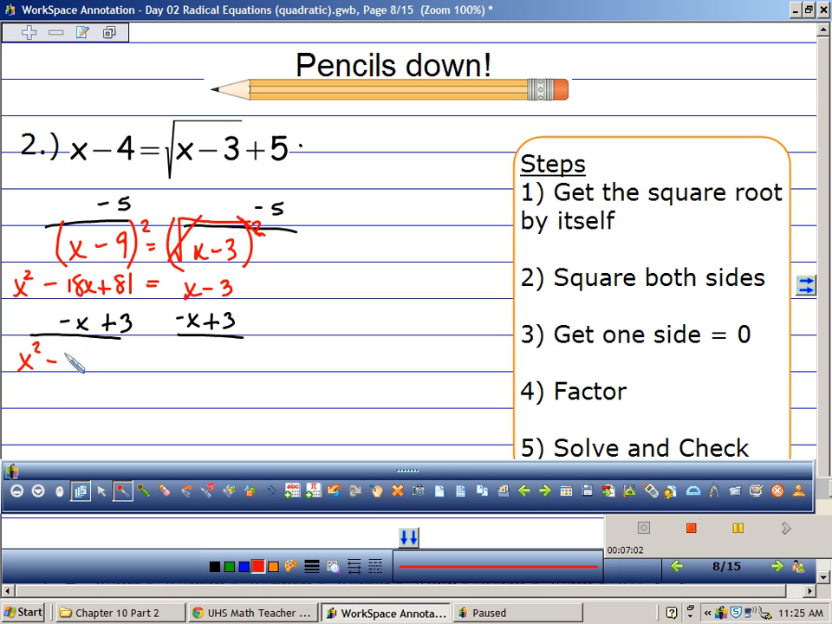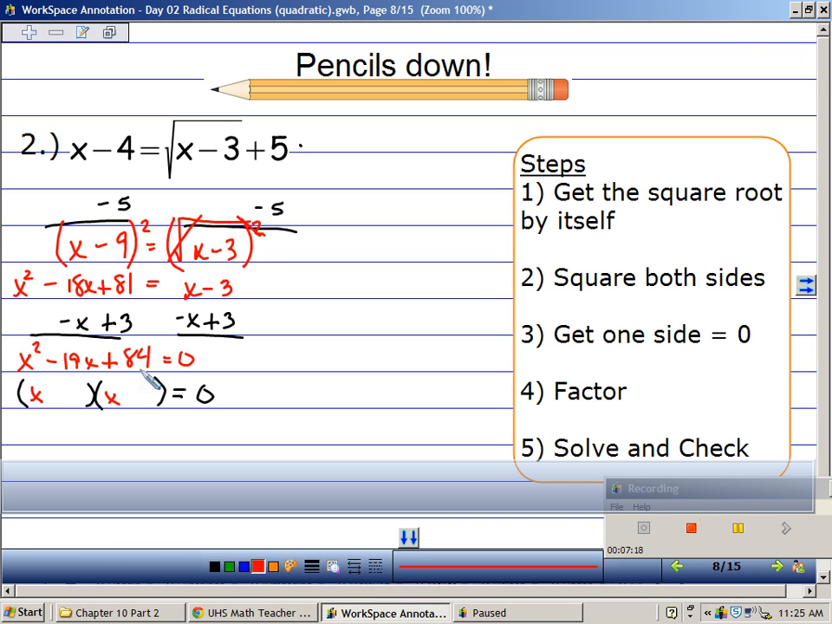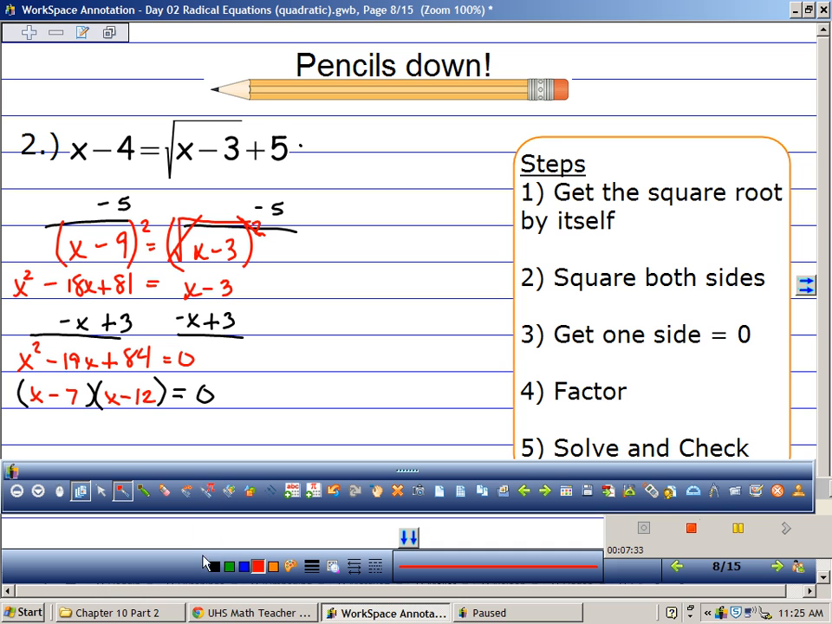x squared minus 19x plus 84 equals 0. Time to factor. When I factor this, I get x and an x. I see an 84 back here, so let's think: 7 times what equals 84? 7 times 12 equals 84. 7 and 12 do make negative 19 if they're both negative. Negative 7 times negative 12 is positive 84.